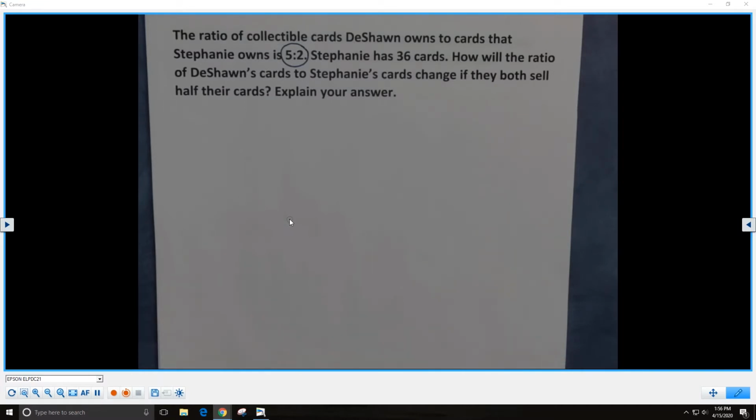Okay, so what does the ratio actually mean? Right, so it means that for every 5 cards that Deshawn has, Stephanie has 2 cards. Okay, so how many cards does Stephanie currently have according to the problem?